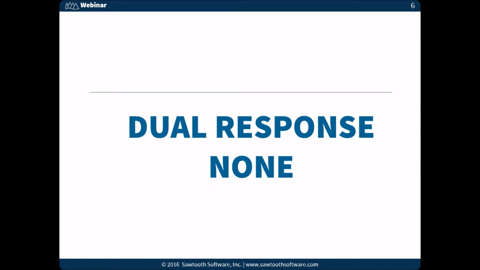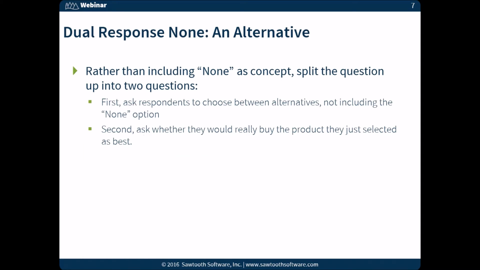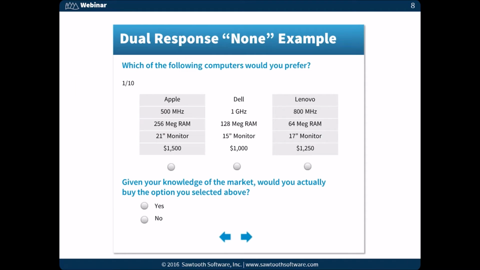So let's get started. The first one we're going to talk about is a dual response none. In the previous vacation example, I showed you the none as a concept. It could be chosen amongst each of the other 3 vacation packages, or you could choose none. But in the dual response, rather than including none as a concept, we're going to split the question into 2. First, we ask respondents to choose between the alternatives, not including the none. Then we have a follow-up question where we ask them if they would actually buy the product that they selected in the choice exercise.